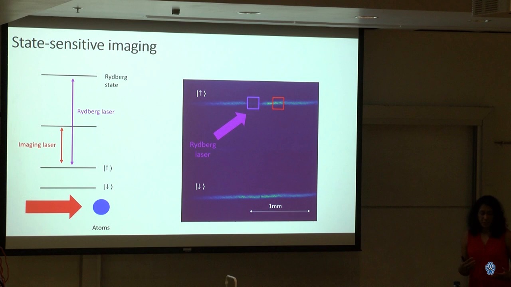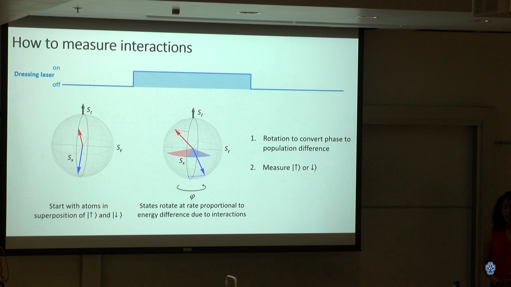So how do we actually measure the strength of those interactions? It's the exact same way we measure our clock frequency. So we're going to start with atoms in a superposition of up and down. It might be equal, it might not be. And then those states are going to rotate at a rate proportional to the energy difference due to the interactions when we turn our interactions on.